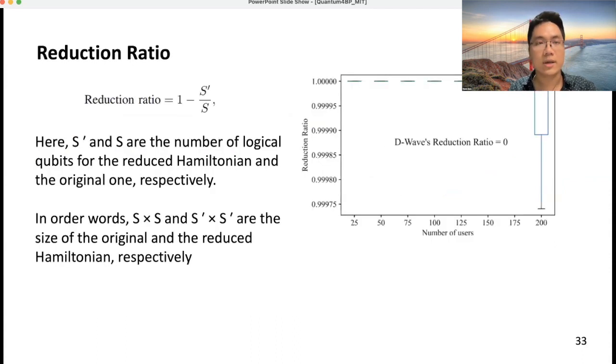The first metric I consider in my paper is the reduction ratio of the pipeline. Here I denote S prime and S as the number of logical qubits for the reduced Hamiltonian and the original one. In other words, S times S and S prime times S prime are the sizes of the original and the reduced Hamiltonian, respectively. In my simulation, the D-Wave roof duality provides a zero reduction ratio for my Hamiltonian. And for my method, I achieve a very high reduction ratio. And when I increase the number of users, I see that the reduction ratio decreases.